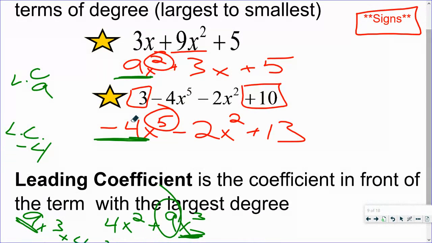As I look at this one, these two are alike, so I can put those together. Once I do that, I want to look to see where I'm at. This has a power of 5, so that's going to go first. Power of 2 next. No exponent last. Leading coefficient is -4, degree is 5.